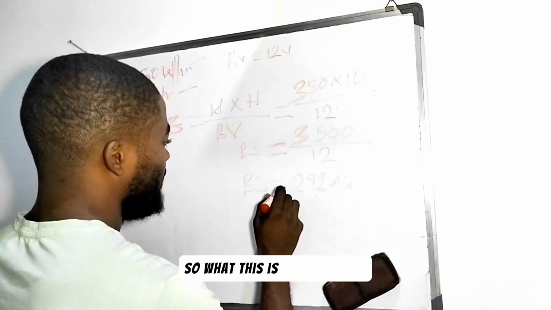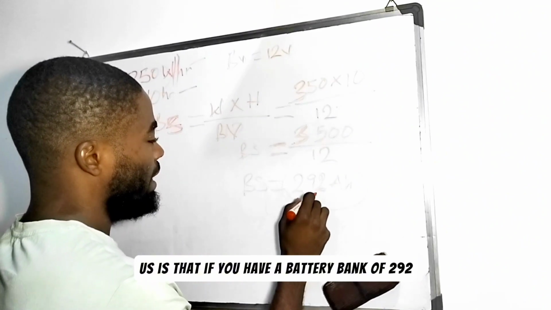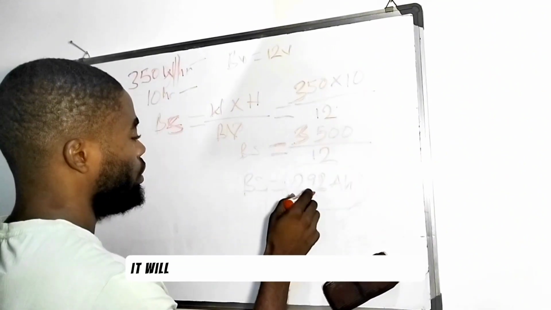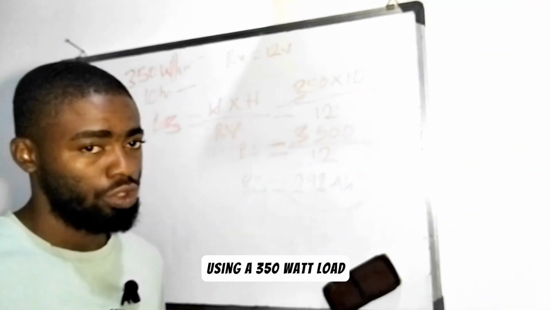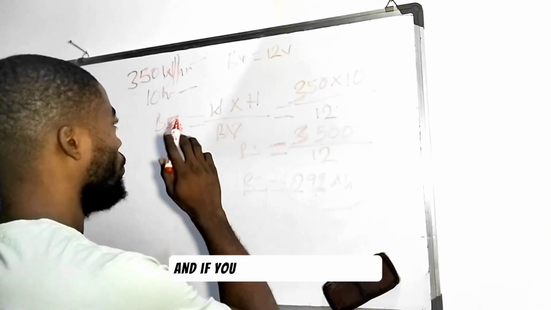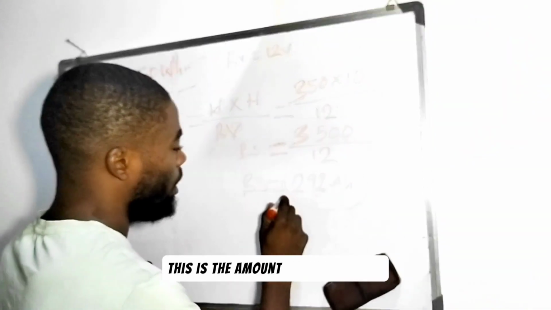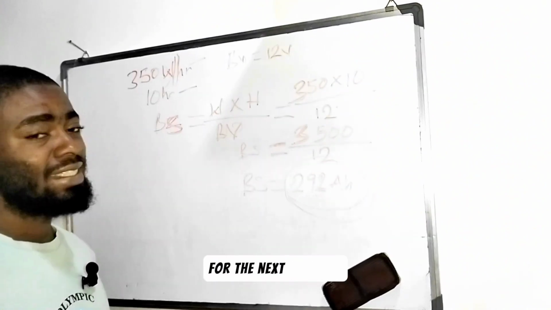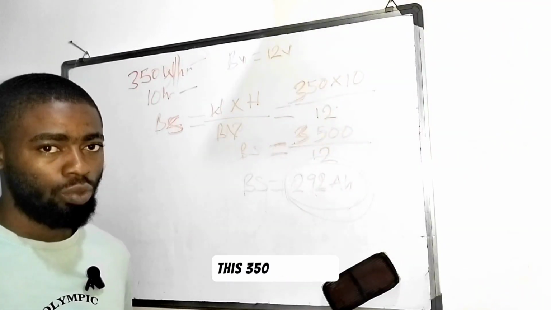What this is telling us is that if you have a battery bank of 292 ampere hours, a 12-volt battery, it will take you 10 hours to drain this battery using a 350 watt load. If you consume 350 watts per hour for 10 hours, this is the amount of battery bank you will need to keep yourself sustained for the next 10 hours, which you'll be running this 350 watt load.